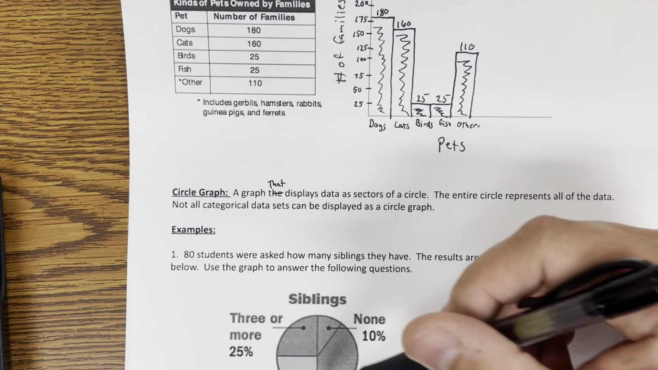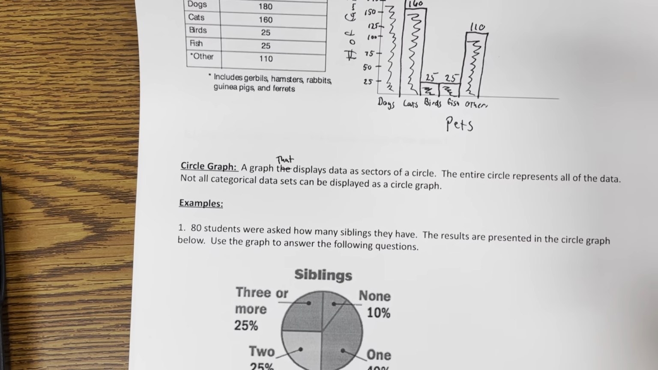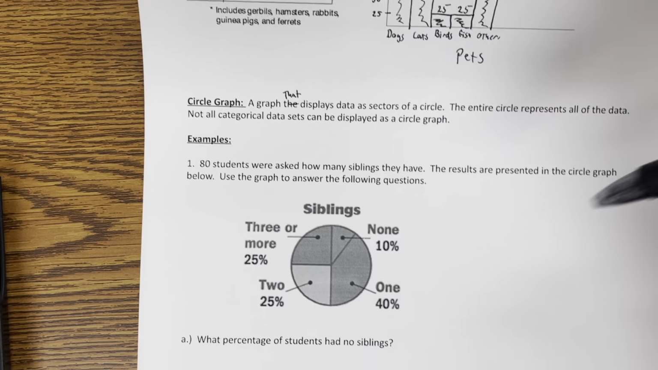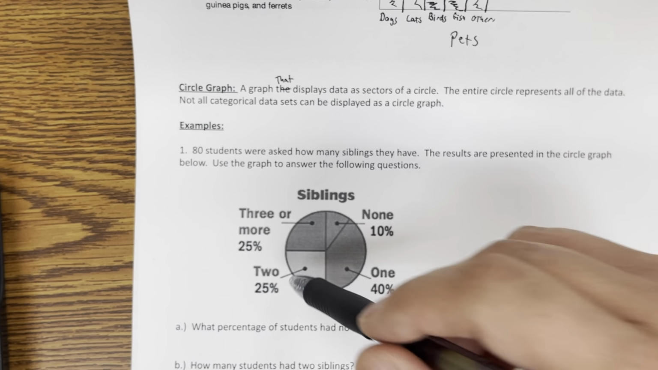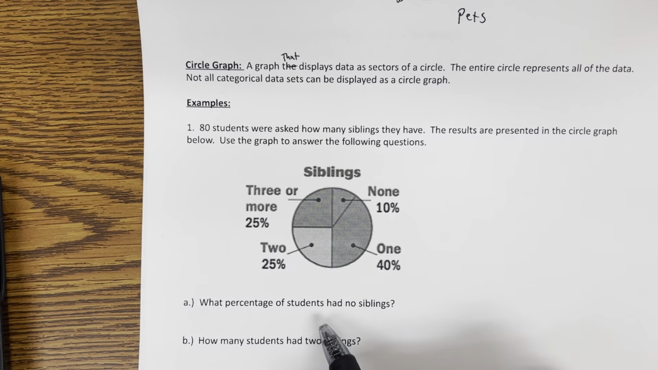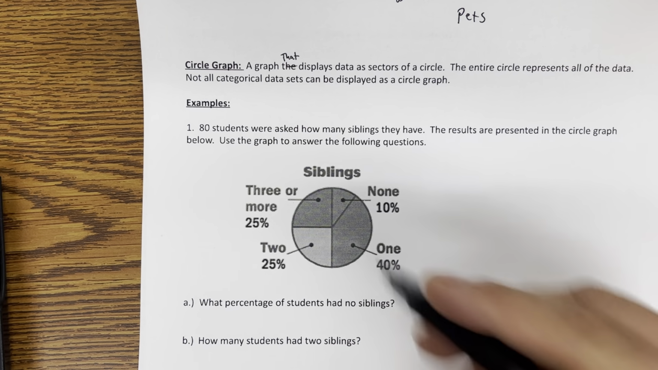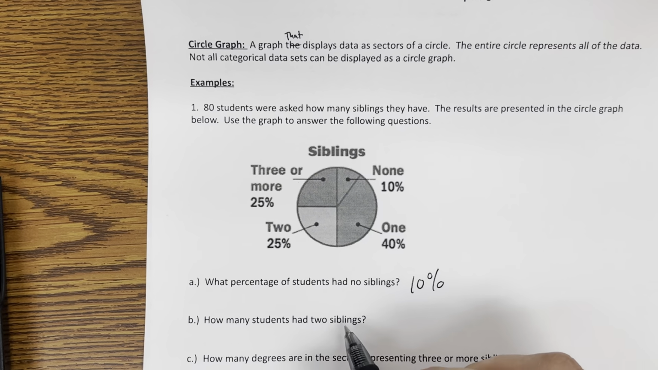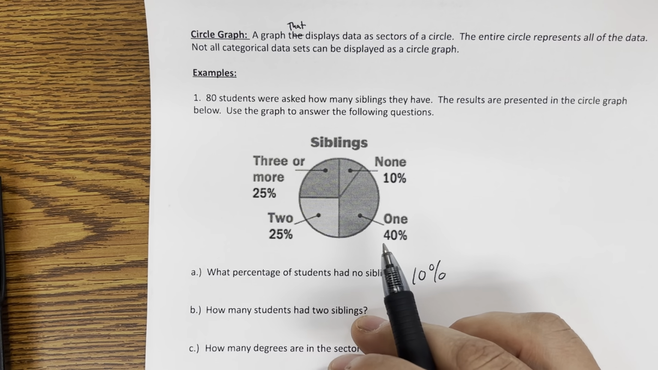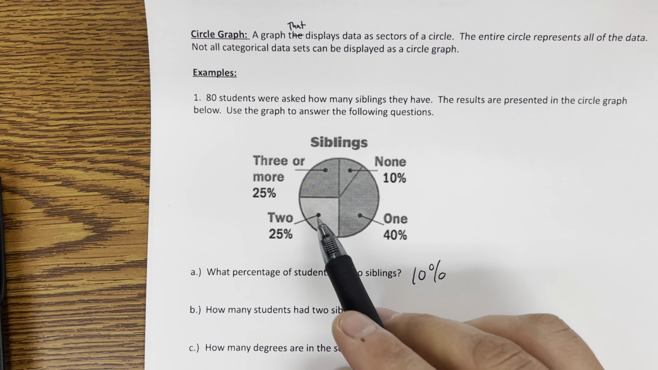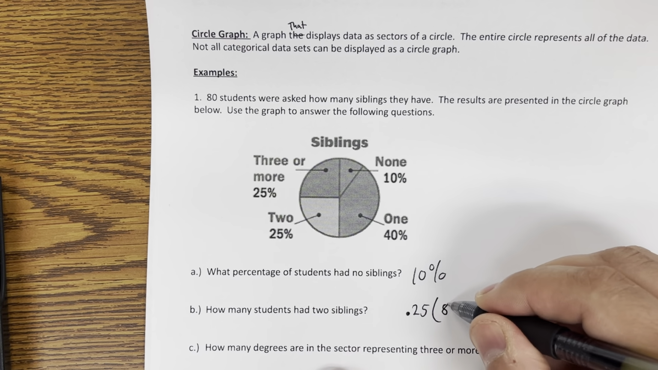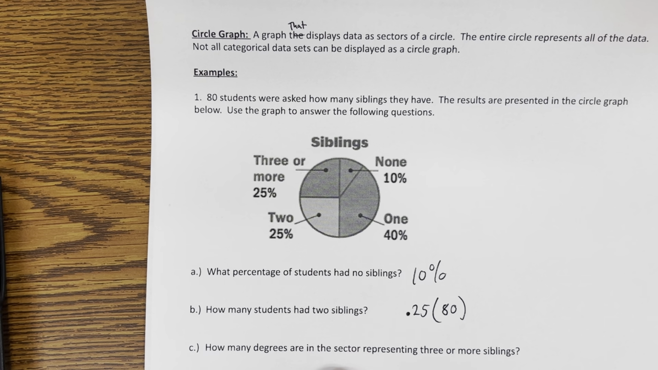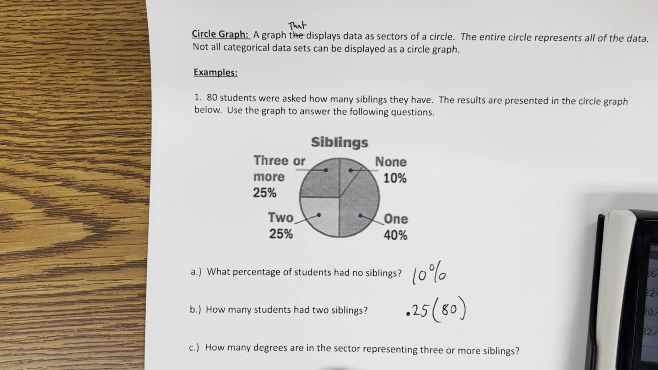So it appears 40% of the people surveyed, which is 40% of 80, 10% said they had none, 3 or more, 25%, and 2 is at 25%. So what percentage of students had no siblings? That was 10%. How many students had 2 siblings? For me to calculate that, that's 25%, which is 0.25 of the total 80. So 0.25 times 80, using my calculator, I got 20.